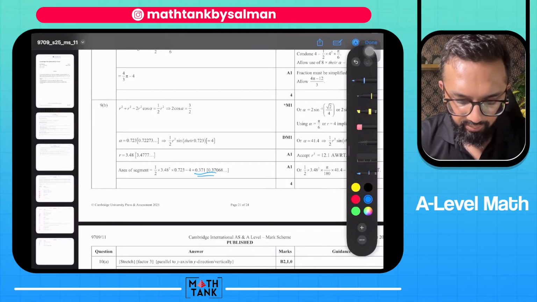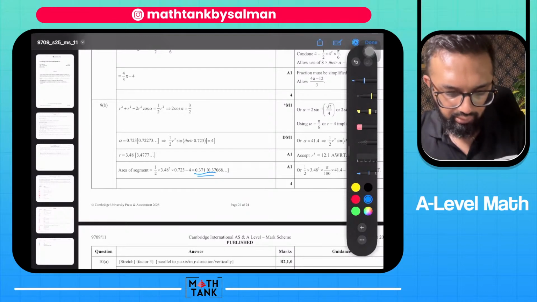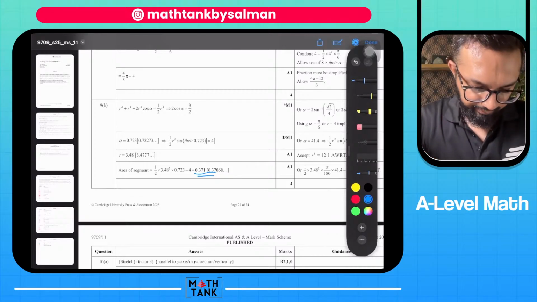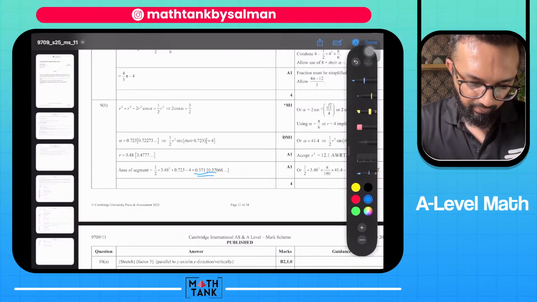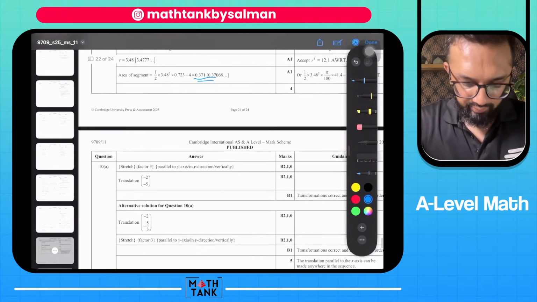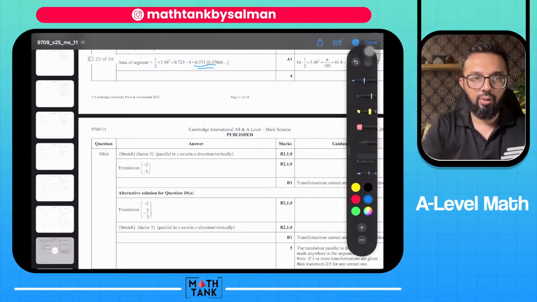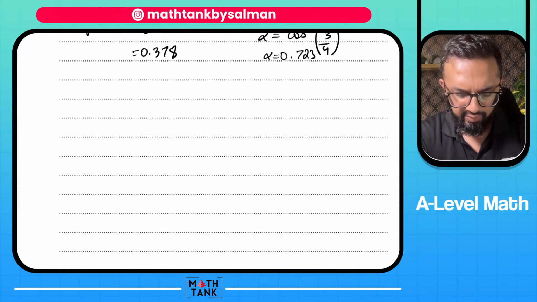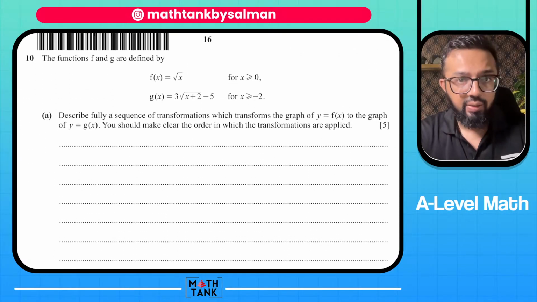Point 293. I'm not sure. I will have to check the examiner report on this if it's correct or not. But that seems correct, or the working is correct. I don't know why the final answer is incorrect.